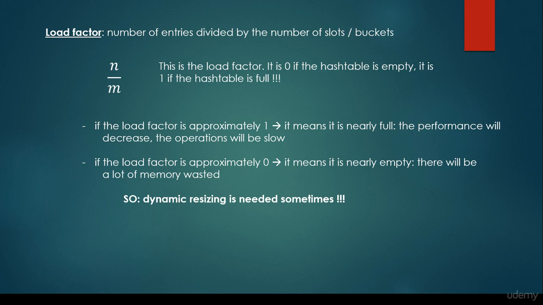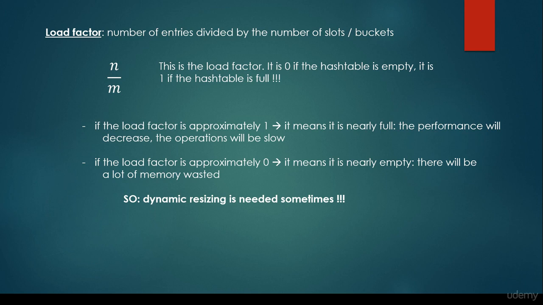Basically, it is the number of entries divided by the number of slots or buckets, or basically the size of the array. So n divided by m, this is the load factor. If it is 0, then the hash table is empty. If it is 1, then the hash table is full, because it means that n is equal to m, and basically m is the size of the array, so how many items can we store in the array, and n is the actual number of items we would like to store. So that's why this n divided by m is going to be the load factor.